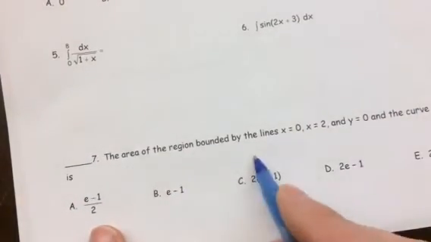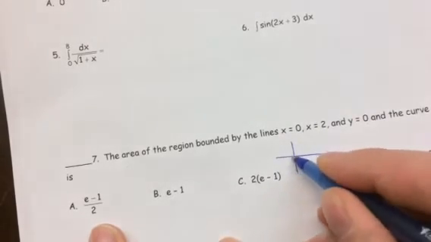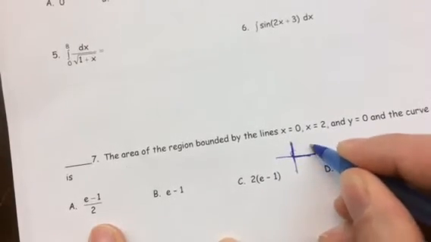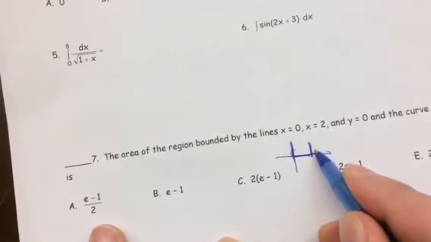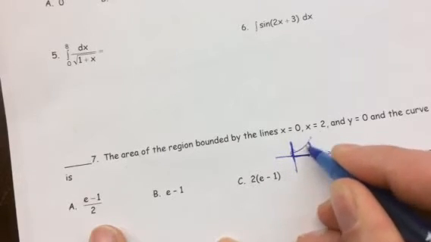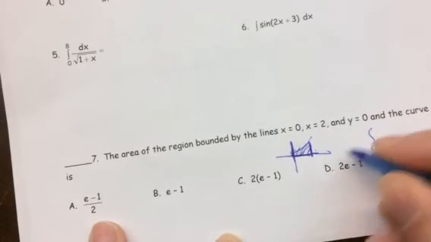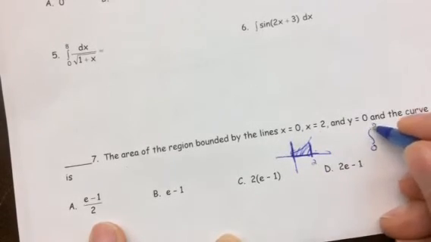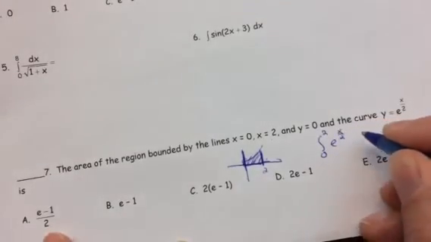The area of the region bounded by x equals 0, x equals 2, and y equals 0. So here's y equals 0, here's x equals 0, here's x equals 2. So it's just asking for the integral from 0 to 2. And the curve e to the x over 2 looks something like this. It's just asking for the area. This is the integral from 0 to 2 of e to the x over 2.